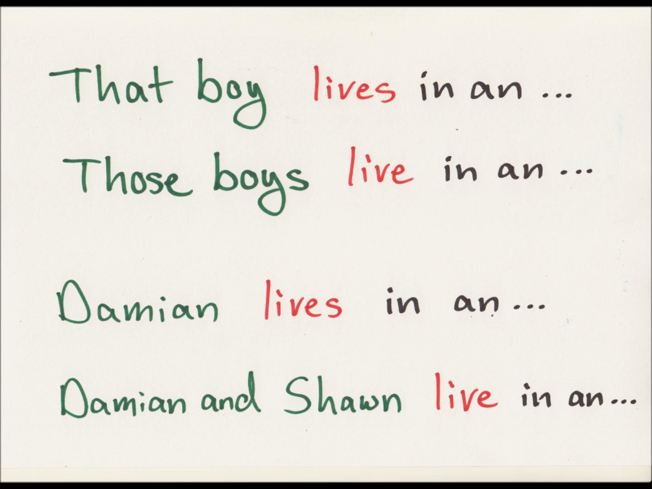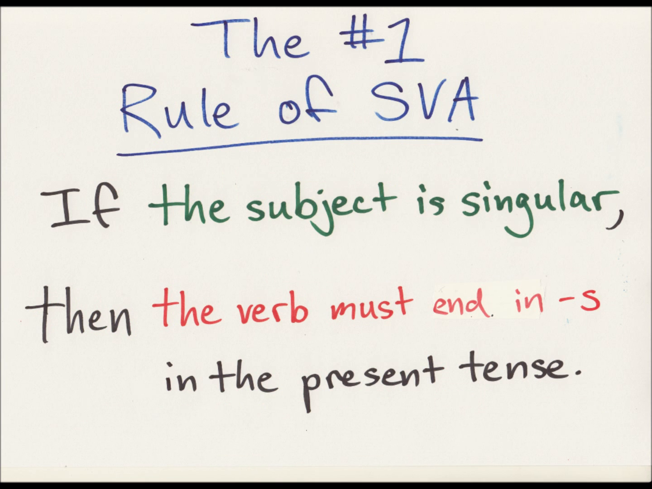The verb has an S at the end when it has a singular subject, but not when it has a plural subject. Thus we arrive at the most important rule of subject-verb agreement. When a subject is singular, its verb must have an S at the end in the present tense.